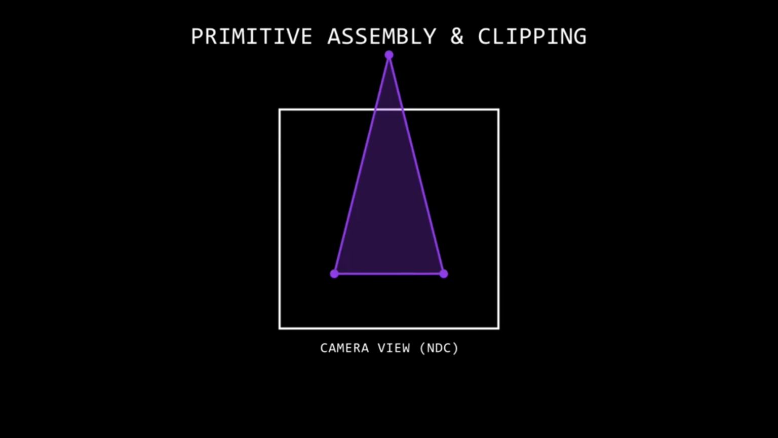Next is primitive assembly and clipping. If a triangle is behind you or partially off screen, the GPU's fixed function hardware chops it up. It ensures we don't waste power on what isn't visible.